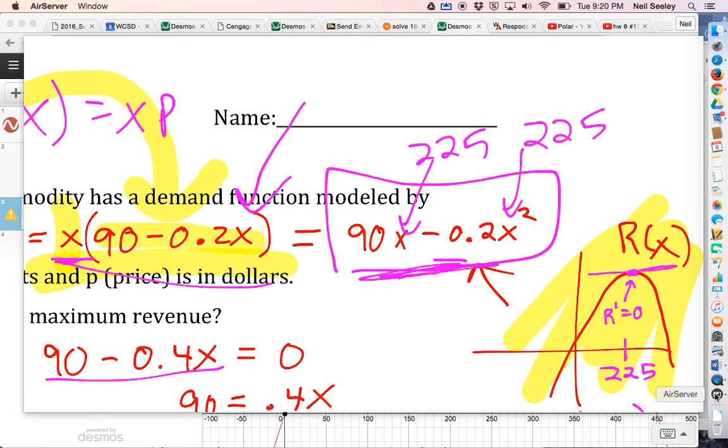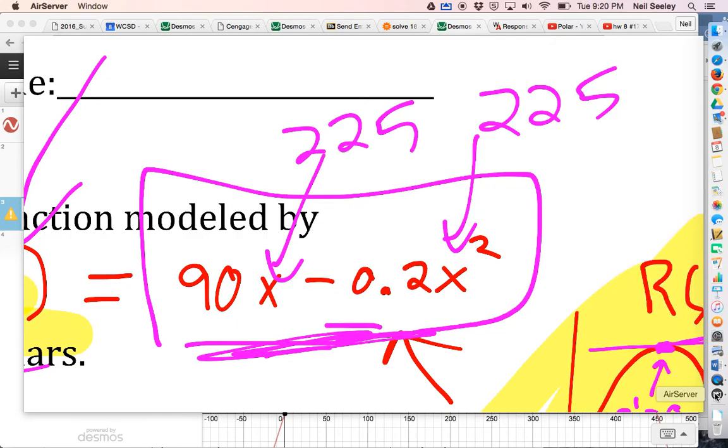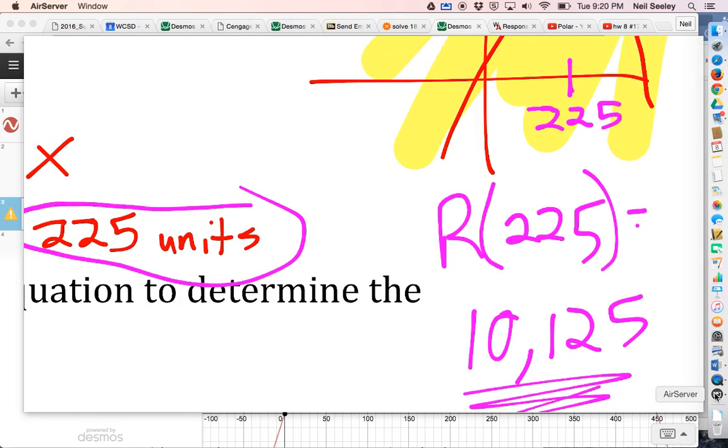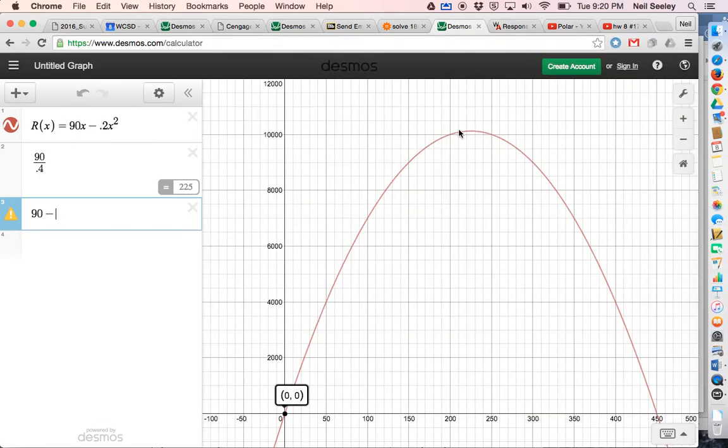I put 225 into my revenue function for x, and I'm showing that right here. That's where it goes in there, and I get out $10,125. Here's the graph that goes with it, just to make sure you know where I'm getting that from. Here it is. That's the peak right there. Okay, maximum revenue. That's an x of 225 and a revenue of $10,125.